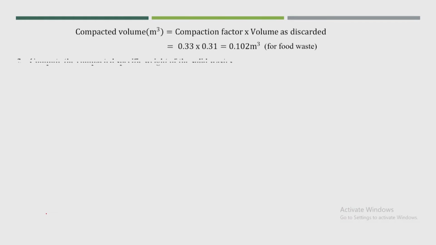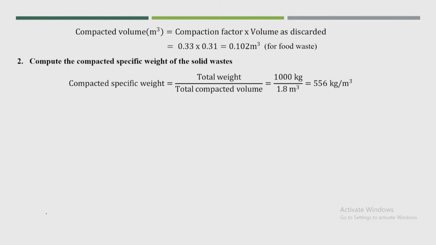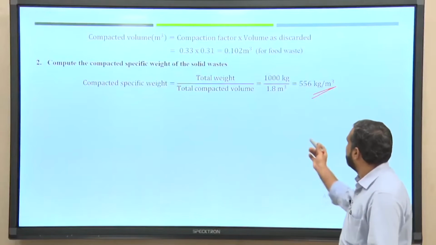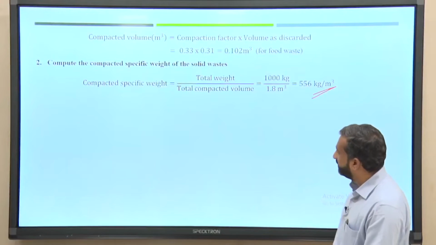Now, we will calculate the specific weight. The compacted specific weight is obviously weight divided by the compacted volume. Weight was 1000 and volume was 1.8 meter cube. So the compacted specific weight comes to 550 kg per meter cube. This is your answer for the first question. How much is the specific weight of well compacted waste? That answer is 550 kg per meter cube.